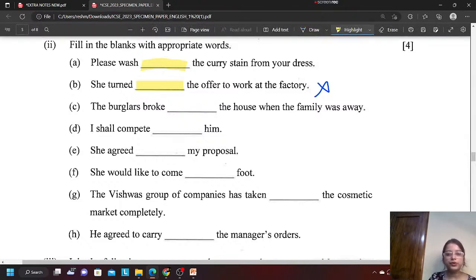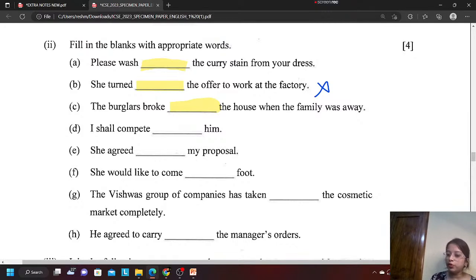The burglars broke dash the house. Remember, this is a very common sentence that your board loves to give. Like entering somewhere forcefully, or entering into a separate element altogether. Yes, it is going to be: the burglars broke into the house.